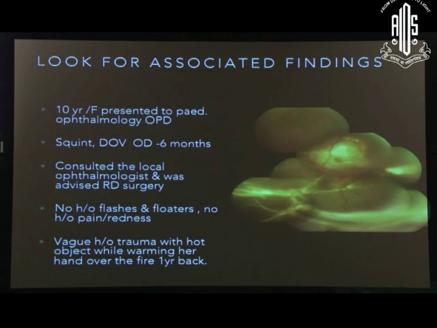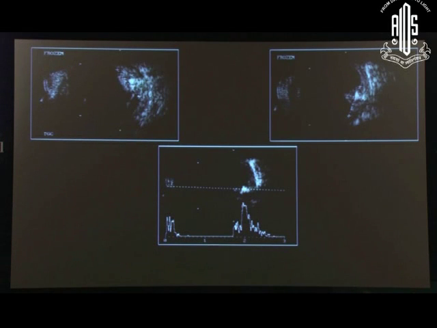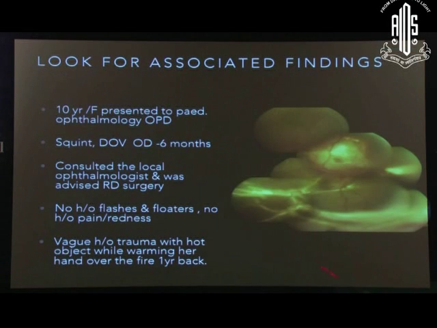And it's important to look for associated findings. Things may not always be what they seem. And this child presented with a history of decreased vision in the right eye of about 6 months duration and was advised RD surgery. No specific history except some vague history of trauma in the right eye. We did an ultrasound to characterize this little mass lesion above the optic disc.